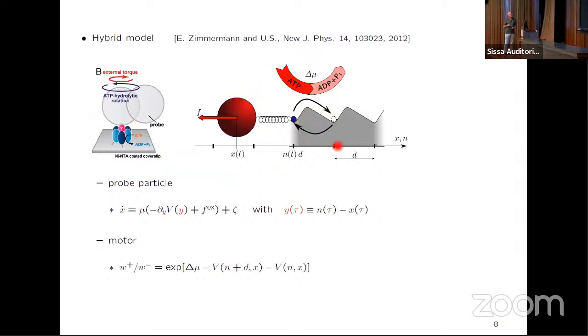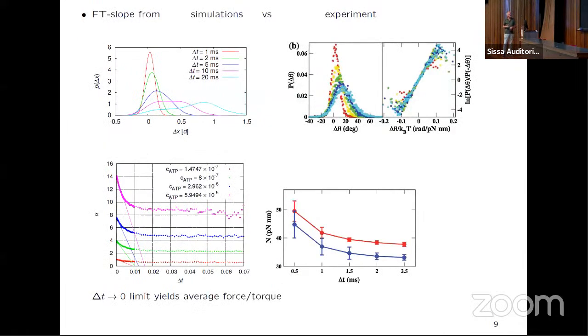So when the motor jumps 120 degrees, essentially that spring is loaded, and then that particle may follow, or it may even pull back the motor. Of course, modeling this will then require thermodynamic consistency. So again, the ratio of the motor jumps has to involve the corresponding free energy difference. When you do that, you indeed get data which are quite close to the experimental one.